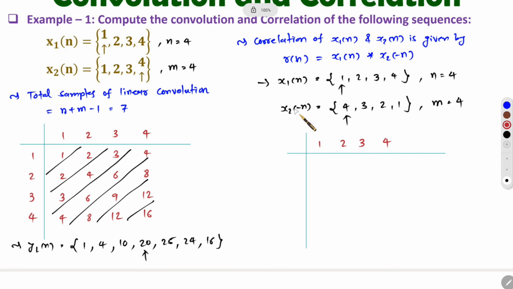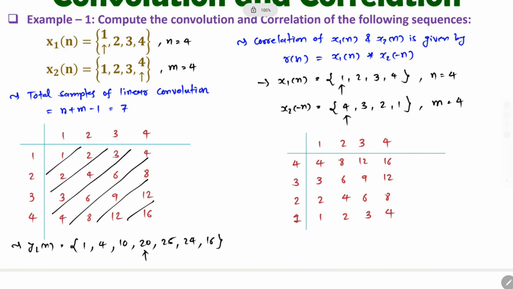And x2 of minus n, that is 4, 3, 2, 1. So 4, 3, 2 and 1. Now multiply this 4 with this. So we'll be having 4, 8, 12 and 16. Multiply 3 with this. So we'll be having 3, 6, 9 and 12. Multiply 2 with this. So we'll be having 2, 4, 6, 8. Multiply 1 with this. So we'll be having 1, 2, 3 and 4.